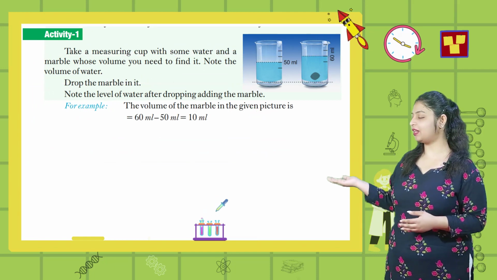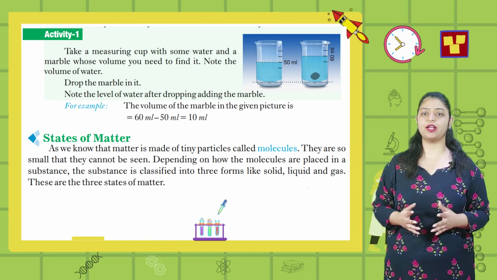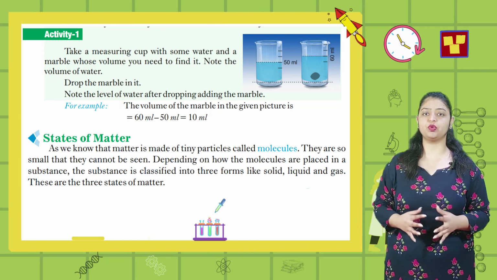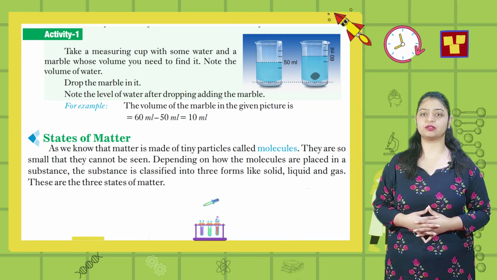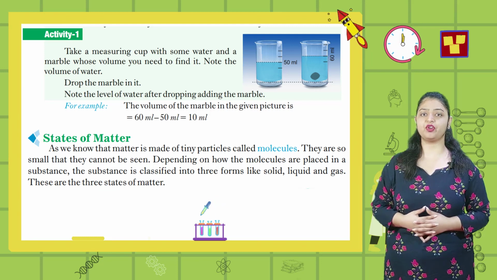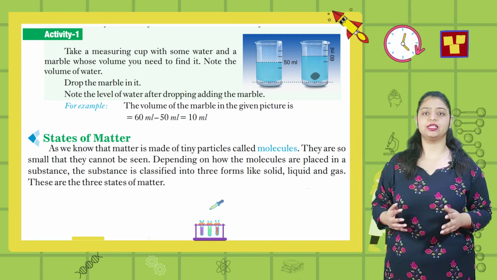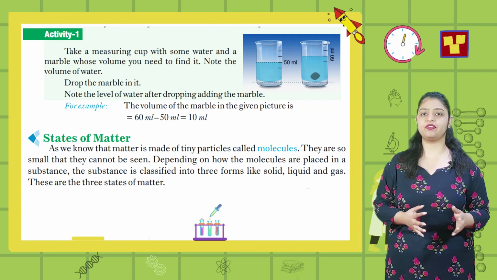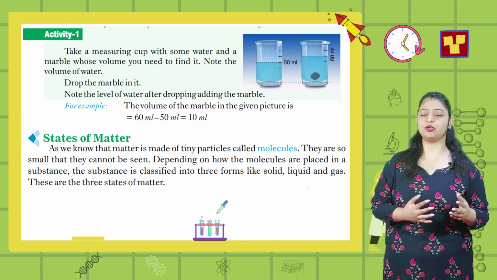Next, you are given activity 1. Take a measuring cup with some water and a marble whose volume you need to find. Note the volume of water. Drop the marble in it. Note the level of water after adding the marble. For example, the volume of the marble in the given picture is 60 ml minus 50 ml is equal to 10 ml.